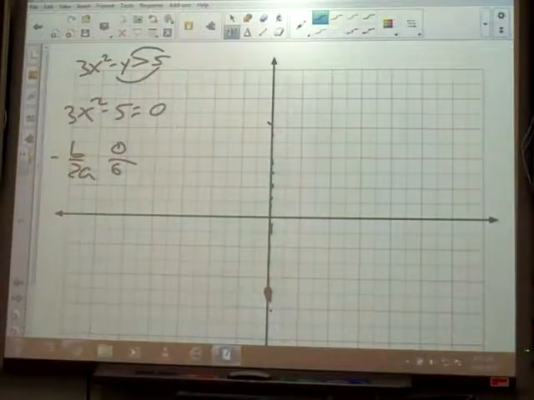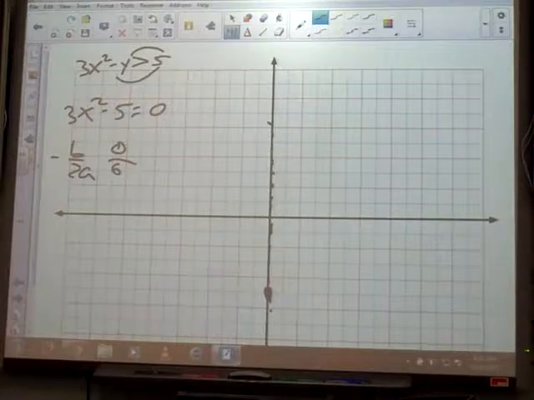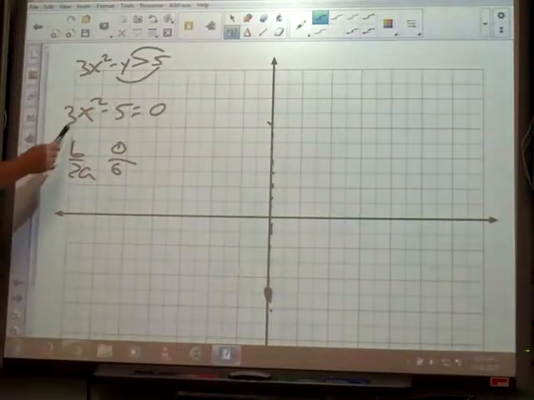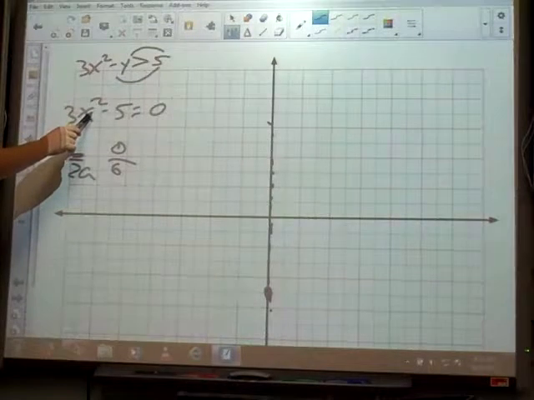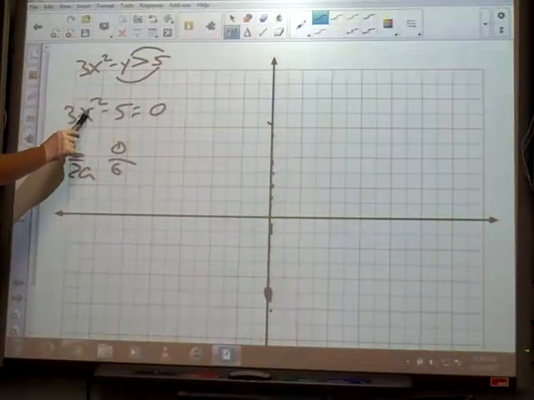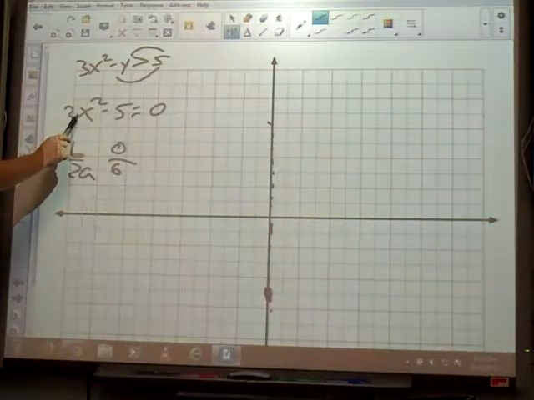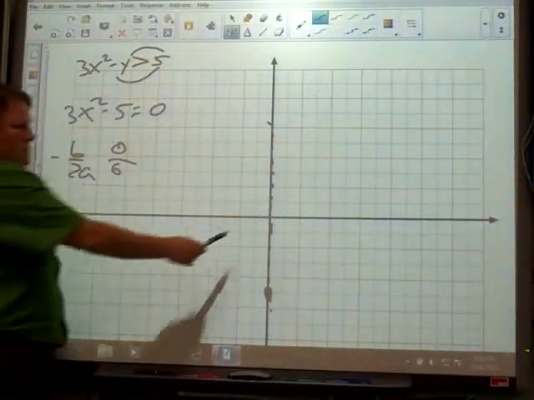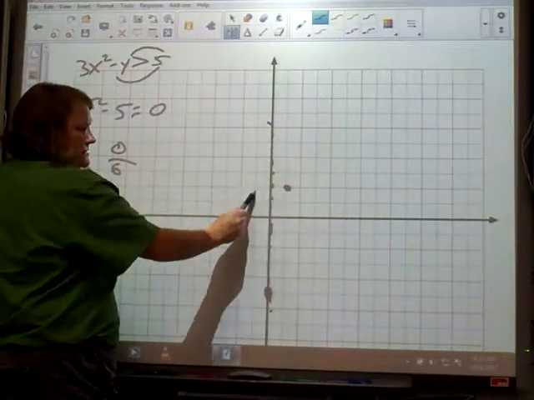Pick another x to plug in. Don't use 0. We already got a 0, so like 1 or a 2. Which one do y'all want to do? 2? 1? Let's do 2. Oh, that's going to be big. Let's do 1 then. 1 times 3 is 3. 3 minus 5 is negative 2. So it'll be over 1 and down 2. Same place on the other side.